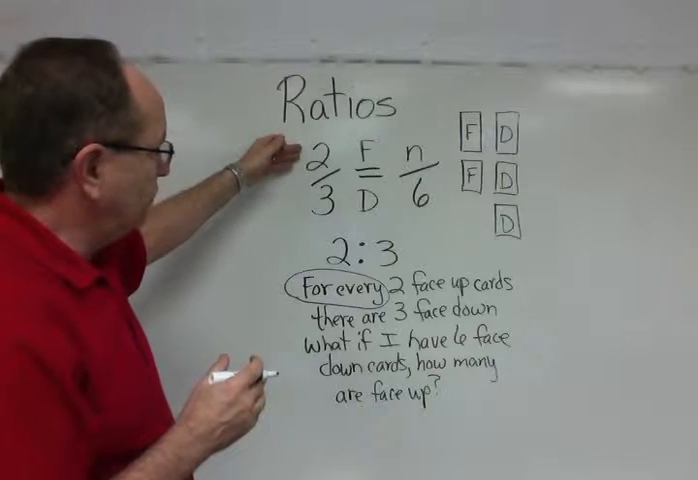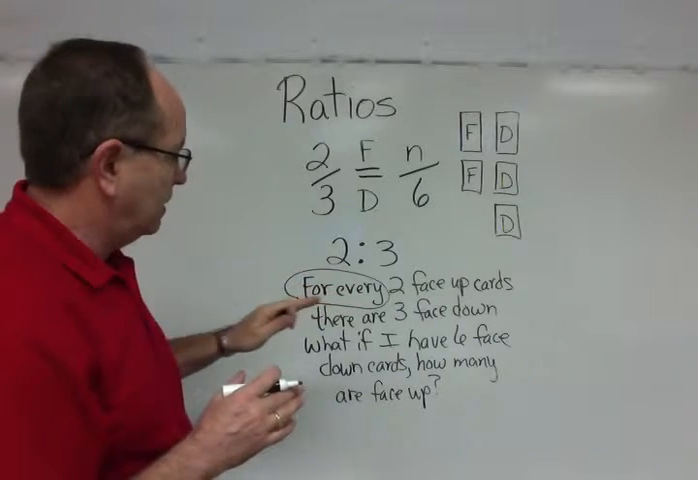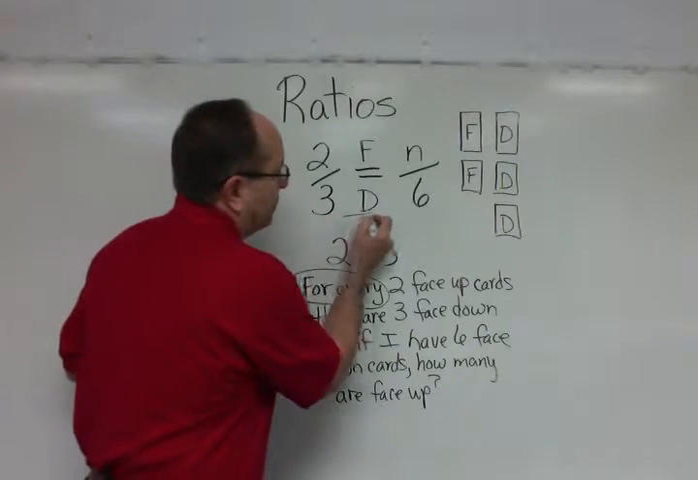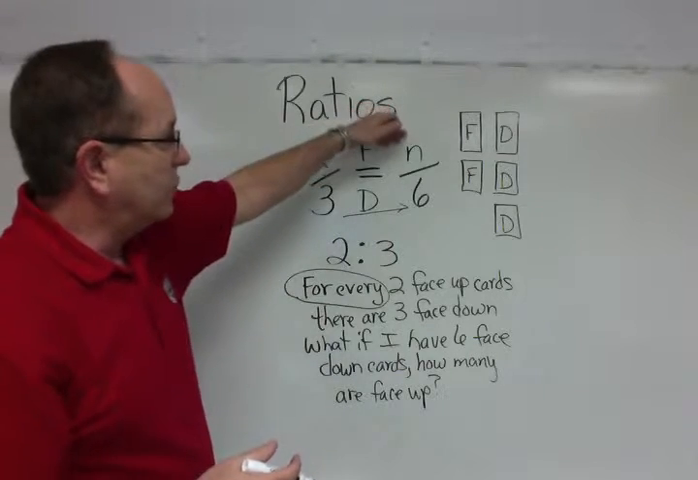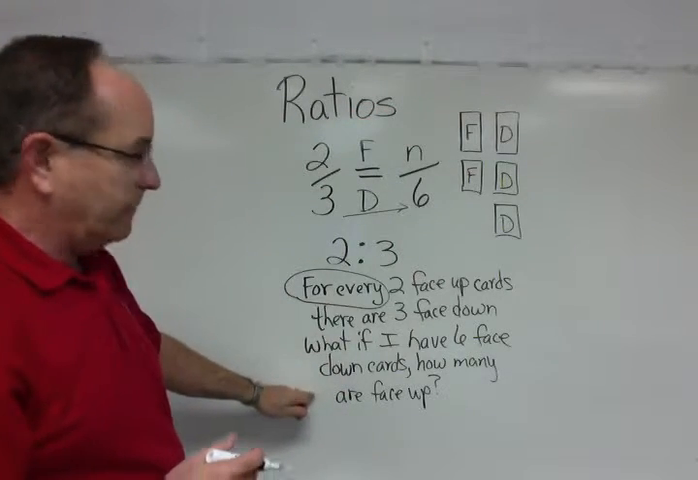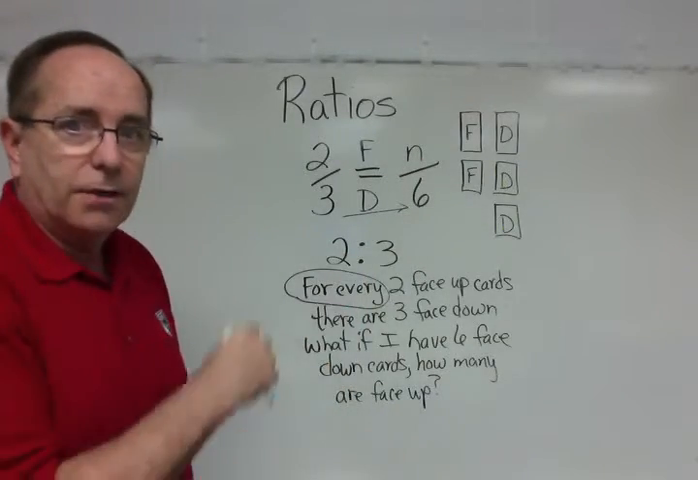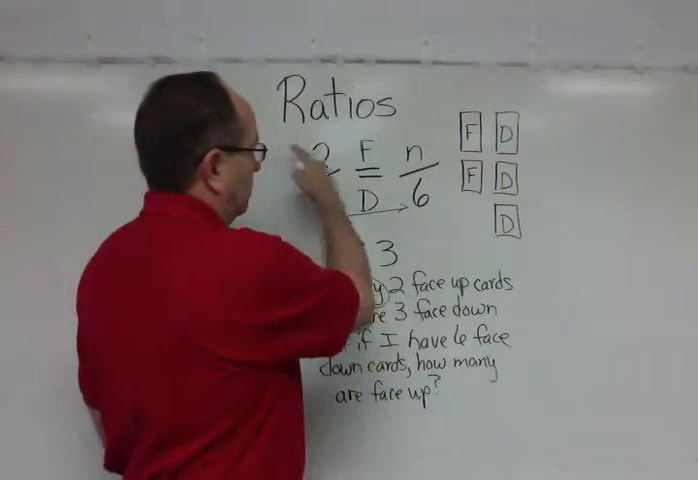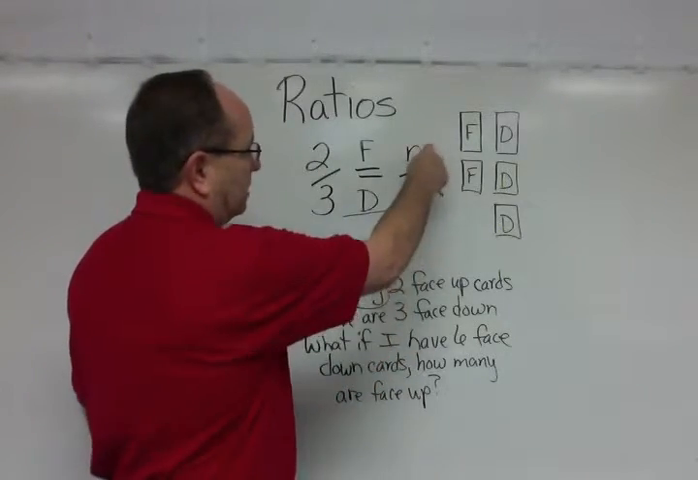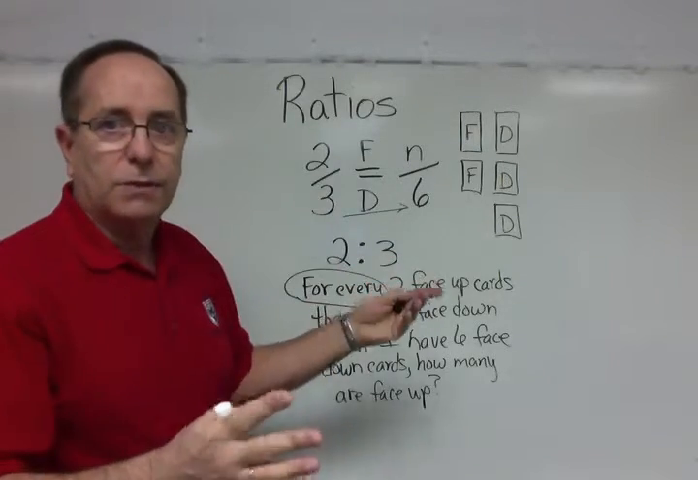For 2 cards that are up, 3 are face down. What if I have 6 cards face down? I put that 6 at the same level as the 3 down, and then I can solve the question, how many are face up? So my variable goes here, and I cross multiply and get the answer of 4 cards. 2 times 6 divided by 3 is 4. So my equivalent fractions are there again. 2/3 and 4/6 are equivalent.